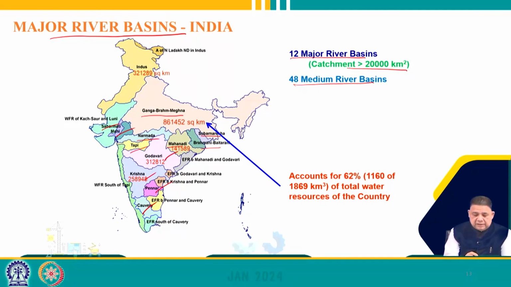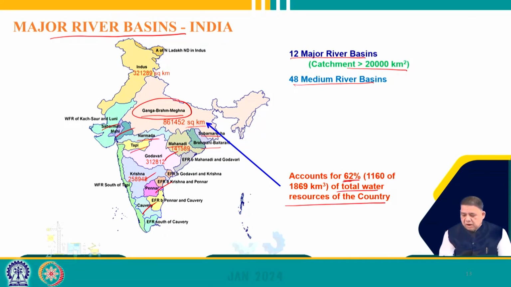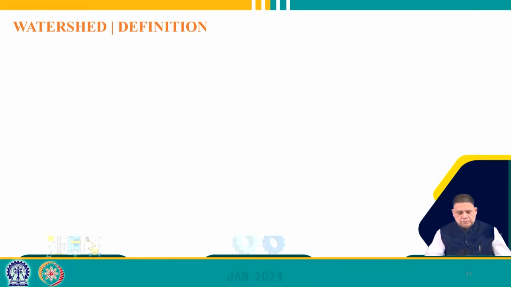But if you look in a nutshell, the Ganga, Brahmaputra, Meghna, which account for 8,61,452 square kilometers of catchment area, account for around 62% of the total water resources of the country, or out of 1,869 cubic kilometers of water, they account for 1,160 cubic kilometers of water. So, that is very significant from India's water resources point of view.